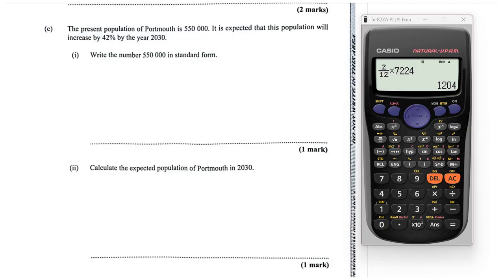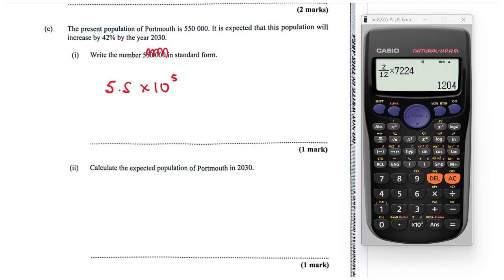Part C now. It says the present population of Portsmouth is 550,000. It is expected that the population will increase by 42% by the year 2030. Part 1: write the number in standard form. In standard form, we imagine a decimal here and move to our left: 1, 2, 3, 4, 5. So it's going to be 5.5 times 10 to the 5.